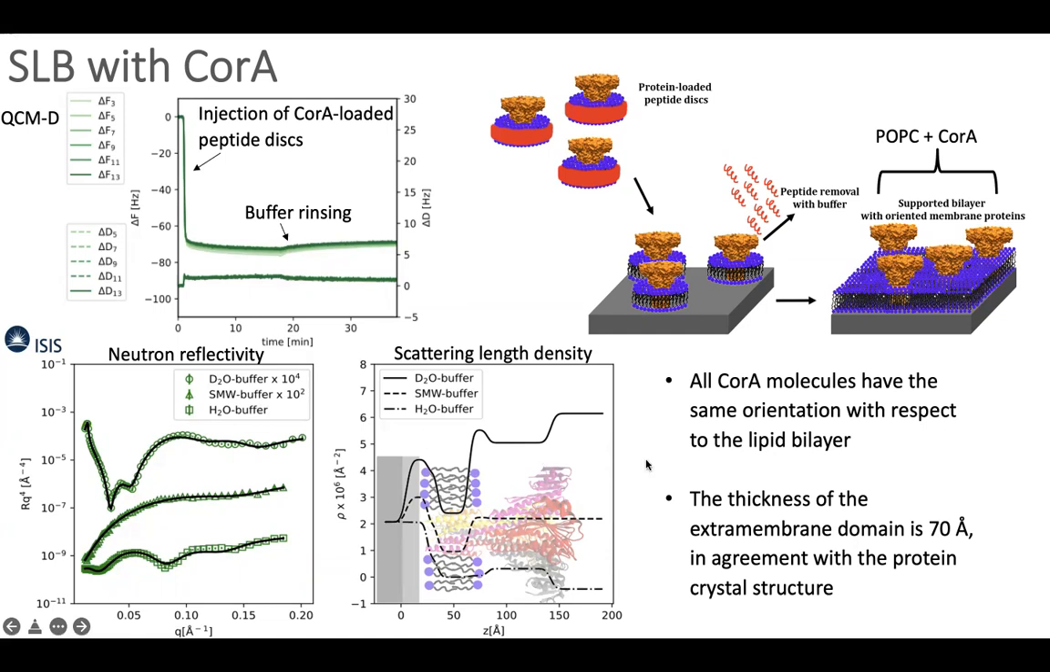When we analyzed the data in the model, we added an external layer representing the extramembrane domain of the protein, and we also took into account the transmembrane domain of the protein along the acyl chains. From the analysis of the data, we could first of all confirm that CorA is indeed present in the bilayer, and that all the CorA molecules are oriented the same way, so they all expose the large extramembrane domain towards the bulk solvent. We also measured the thickness of this extramembrane domain, which turned out to be in good agreement with the crystal structure of this protein that, as I mentioned, was known.